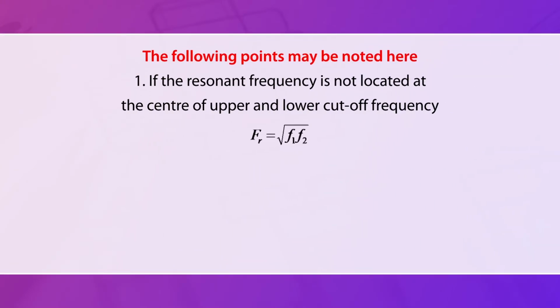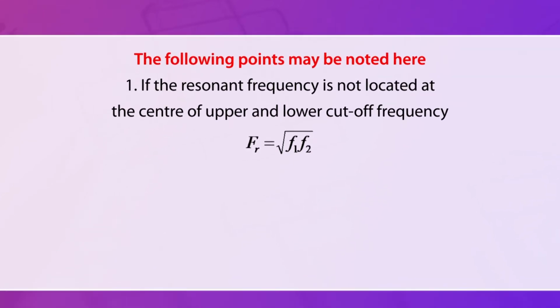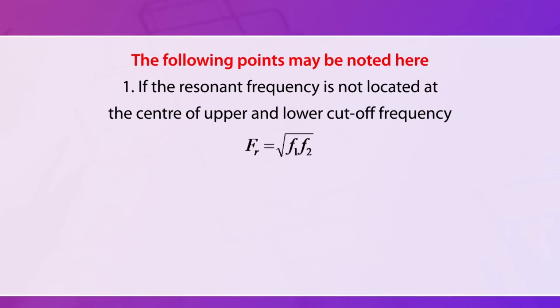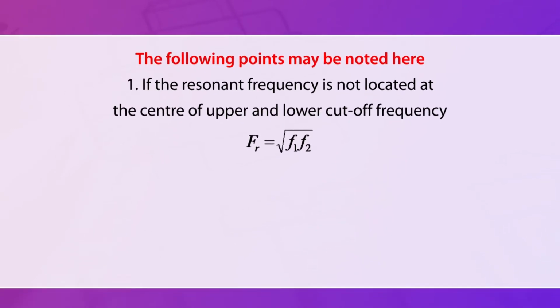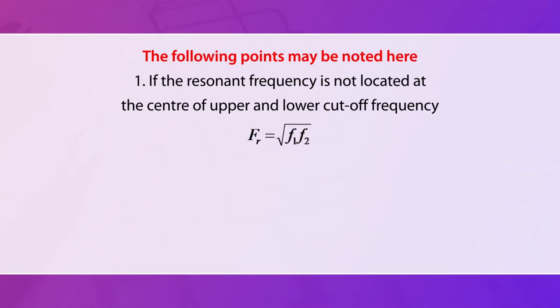First, if the resonant frequency is not located at the center of the upper and lower cutoff frequencies, then this resonant frequency can also be expressed by this expression, that means Fr is equal to under root F1 and F2, where F1 is the lower cutoff frequency and F2 is the upper cutoff frequency.